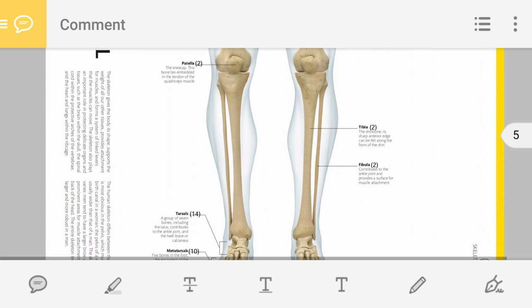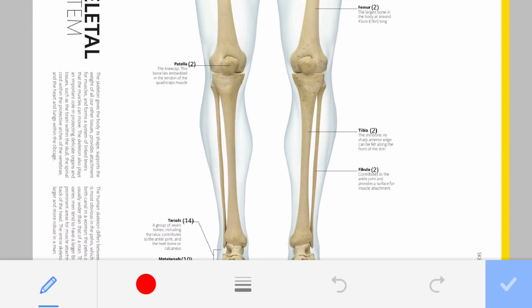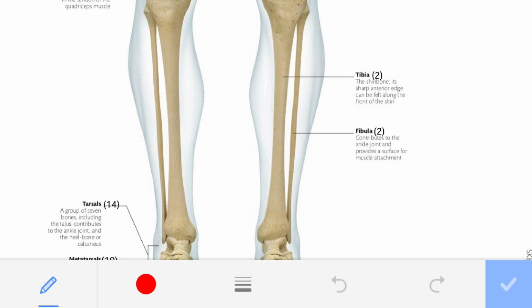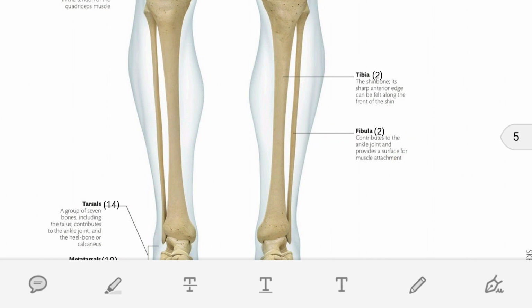And this bone is the tibia, this is also tibia. So we have two tibia bones in our legs. And the fibula. Fibula 2, this one is the fibula, this one is the fibula, so two fibula bones are there.